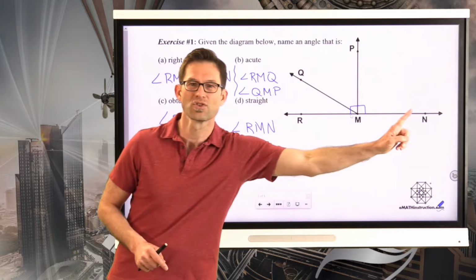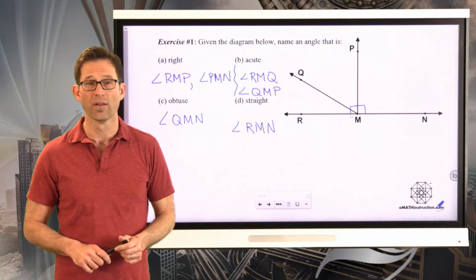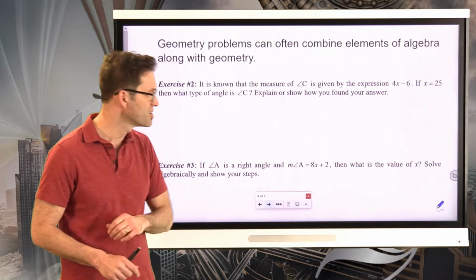Doesn't that look like a straight line? Because it is, but it's also considered an angle. All right, let's keep moving. Let's see what else we have.